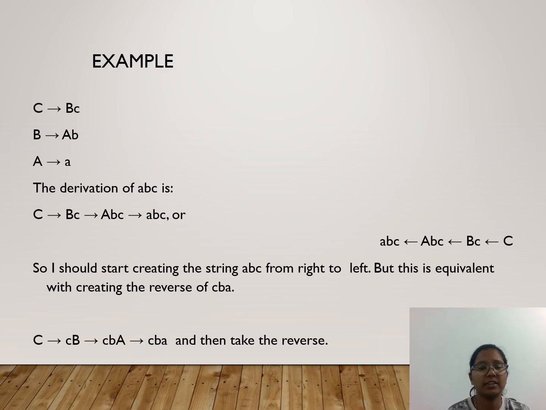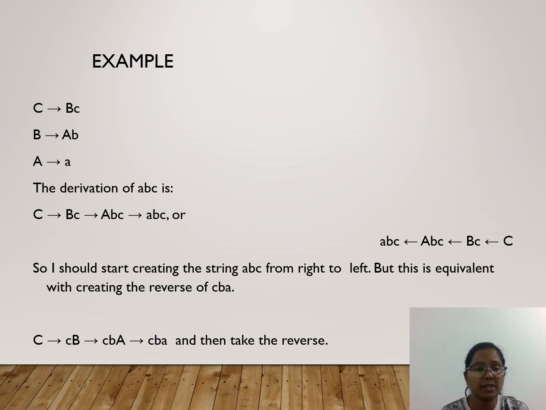We can see that the derivation of small abc is: capital C tends to capital B small c, and capital B can be written as capital A small b, and capital A can be written as small a. So it can be derived in that way. Or else capital C can be written as small c capital B, capital B as small b capital A, and capital A as small a. So I should start creating the string abc from right to left. But this is equivalent to creating the reverse, cba.